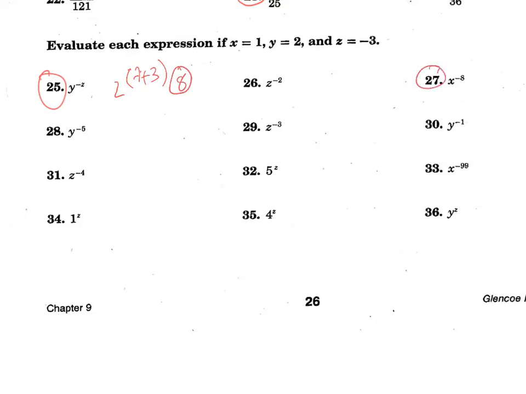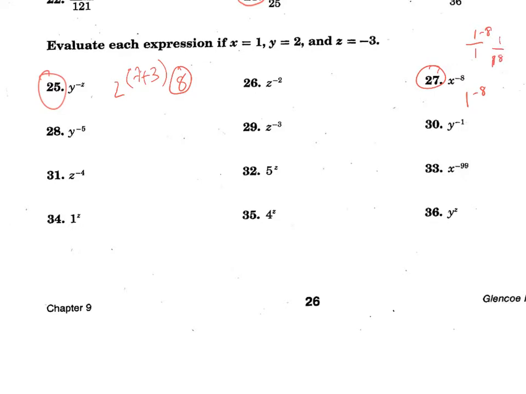How about number 27? Let's do that one. x to the negative 8 power. So x is 1 to the negative 8 power, right? All right, and so we need to fix that. We can't leave a negative power, so we're going to put it over 1 and then flip it so it becomes this.